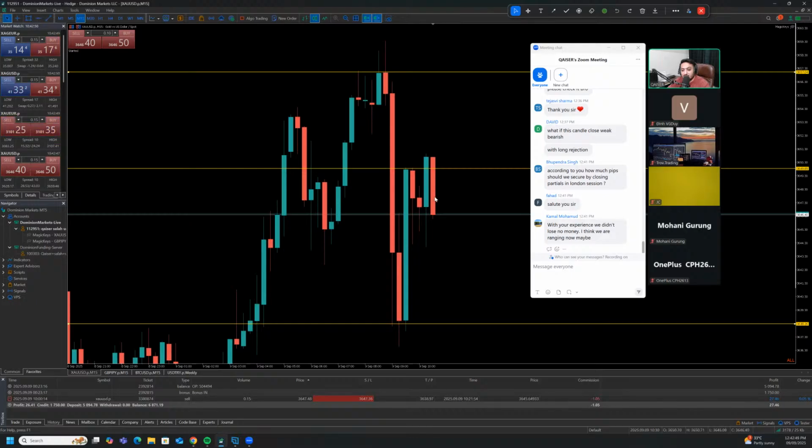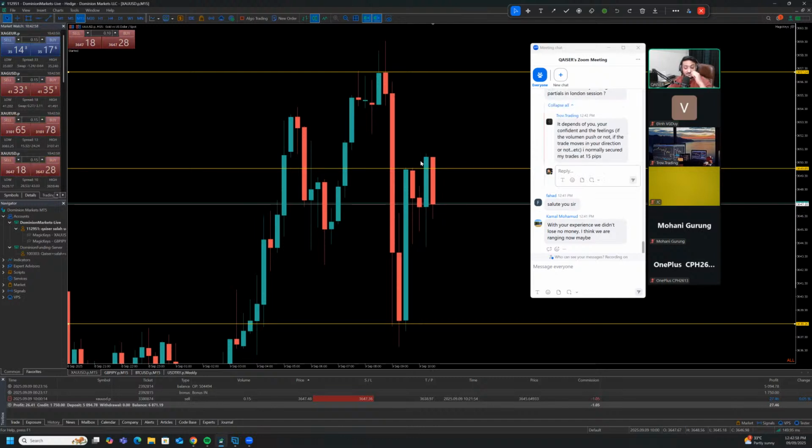See this one? That's why I was not executing. Even though we got some kind of confirmation candle, after getting the confirmation candle we just need to see more confirmation for the execution. Now we wait for the resistance to break, waiting for the candle to close above the resistance.